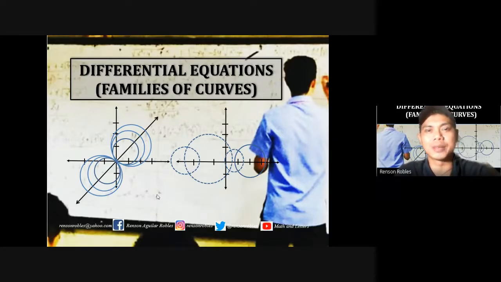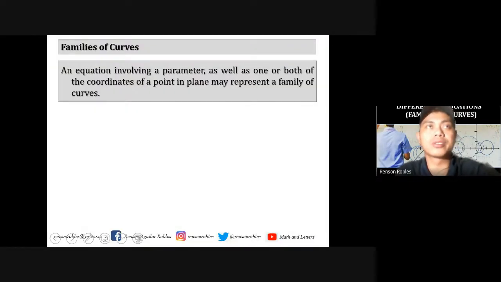And you know that this topic follows after the elimination of arbitrary constants. And you know that the solution to an ordinary differential equation contains functions or relations, or a set of functions or relations, and those sets of functions and relations represent a family of curves. A family of curves is defined as an equation involving a parameter as well as one or both of the coordinates of a point in the plane, and they again represent a family of curves.